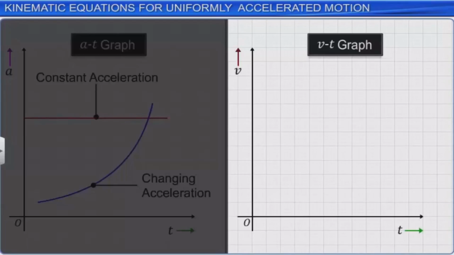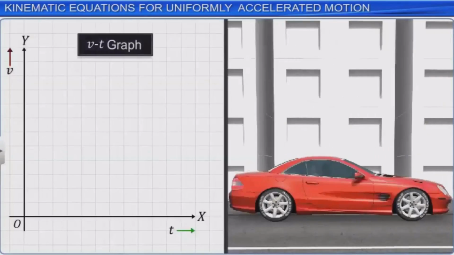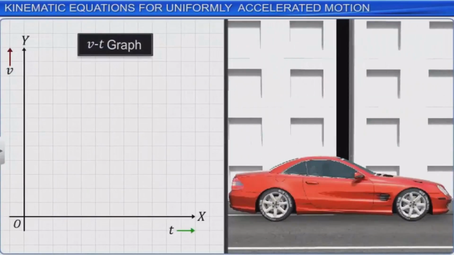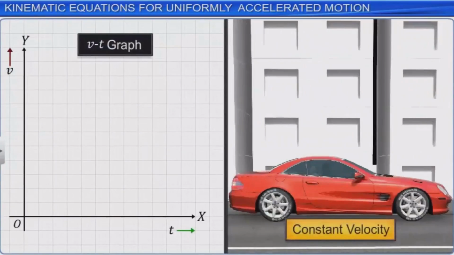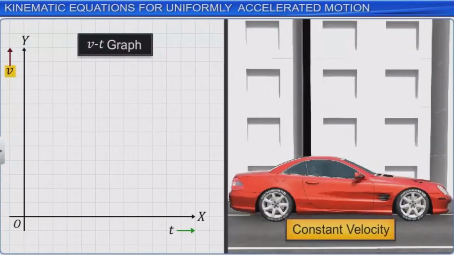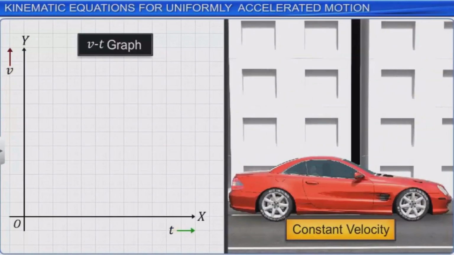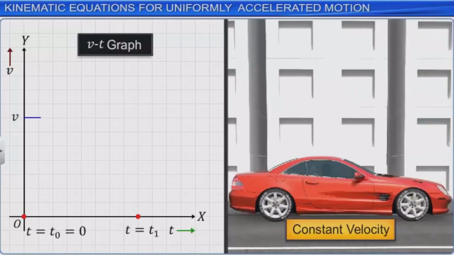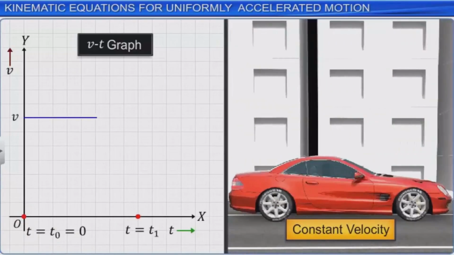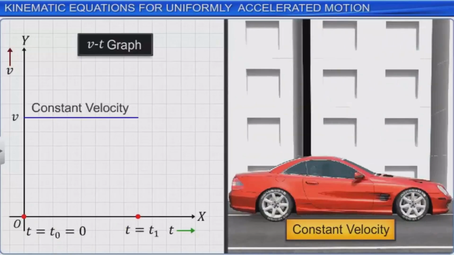This graph actually helps find the displacement of a body. Let us consider an example where a body is moving with a constant velocity, v, during the time interval t, where t is equal to t0, which is 0, to t is equal to t1. Let us draw the V-T graph representing this motion of the body. We get a line parallel to the x-axis.